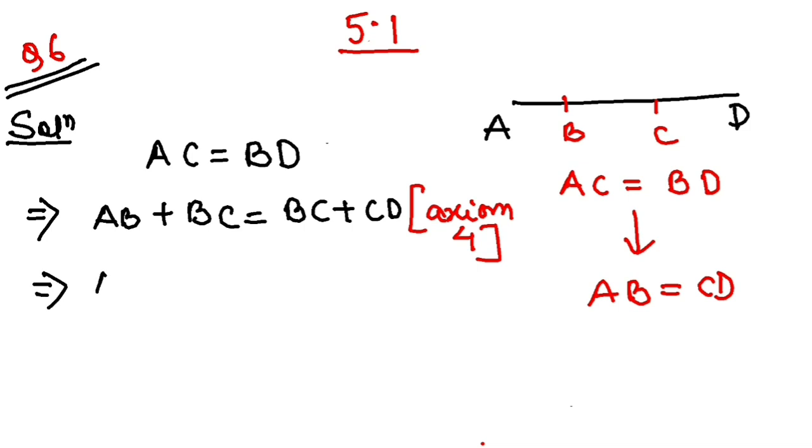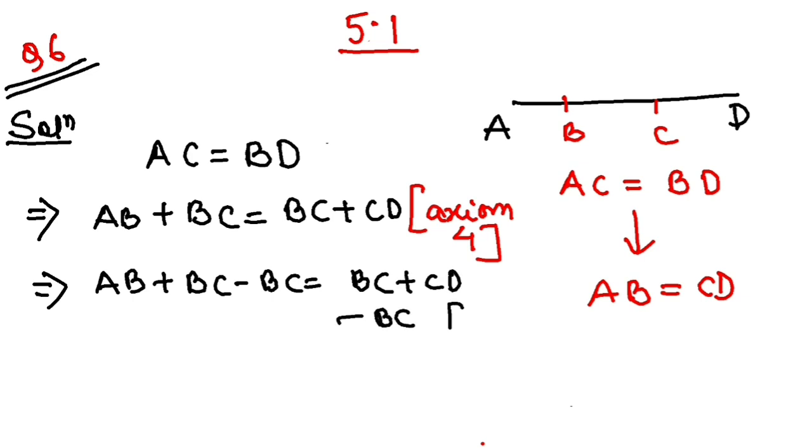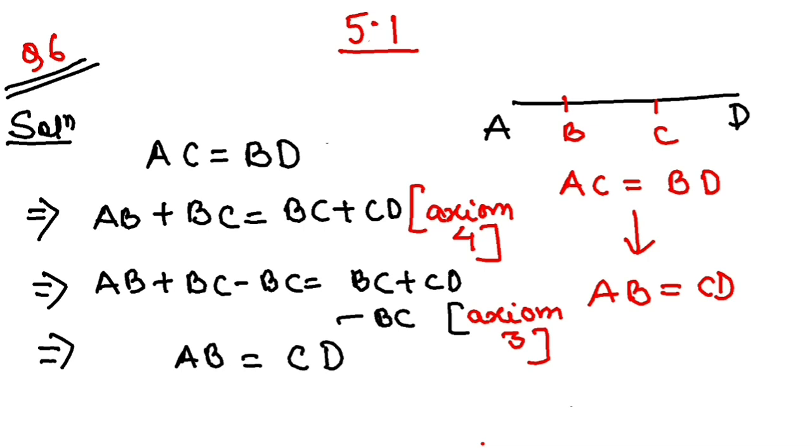Okay, now you can see there's BC both sides. So what I'll do now, I'll subtract BC from both sides. Can you tell me this will be which axiom? If equals are subtracted from equals, that means axiom 3, right? Now BC cancels, what I am left with AB, and here also BC cancel, what I am left with CD. So AB equal to CD. So this is the required proof, right?